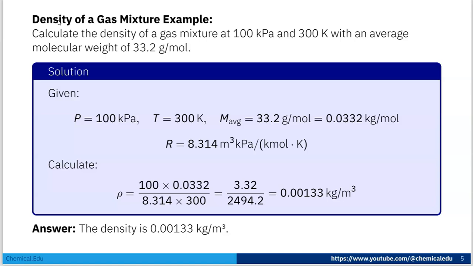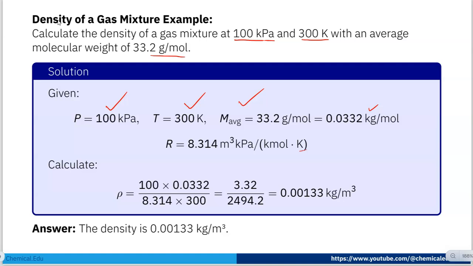Density of a gas mixture example. Calculate the density of a gas mixture at 100 kilopascal and 300 Kelvin with an average molecular weight of 33.2 gram per mole. So P is given as 100 kilopascal, T is given as 300 Kelvin, and the average molecular weight is given as 33.2 gram per mole, that is 0.0332 kg per mole. Now R is 8.314 meter cube kilopascal per kilomole Kelvin.